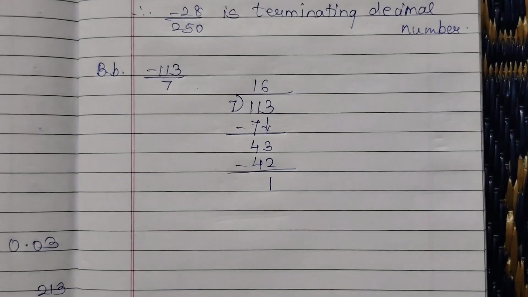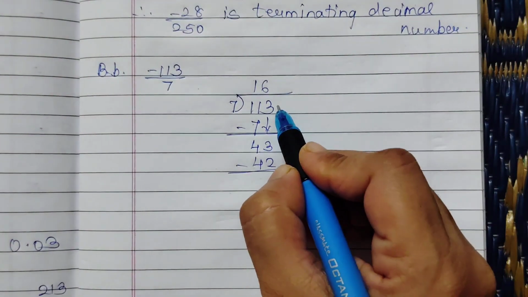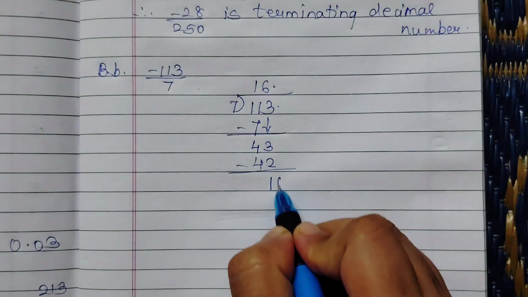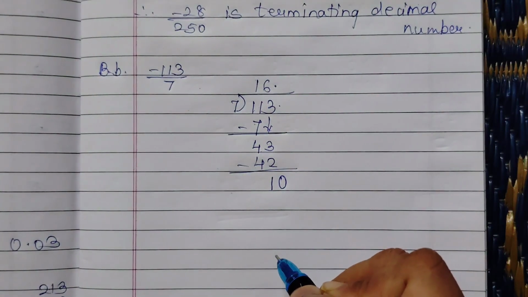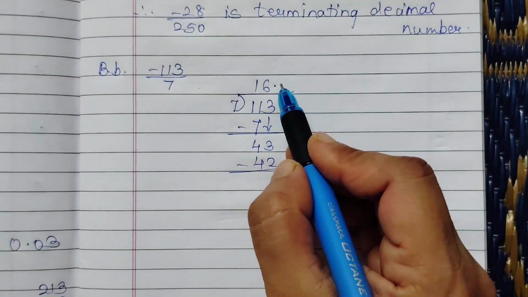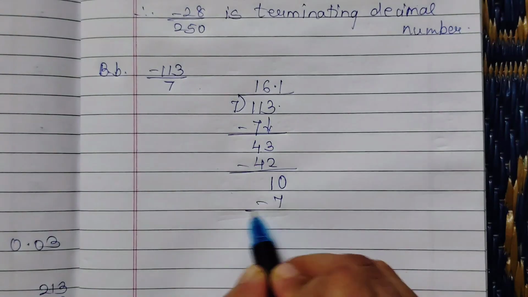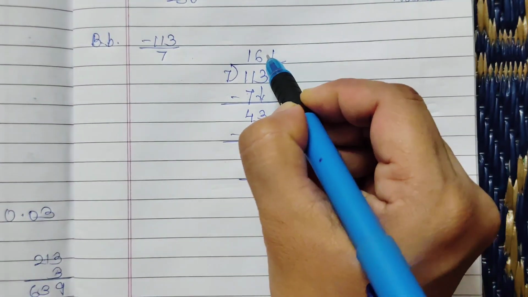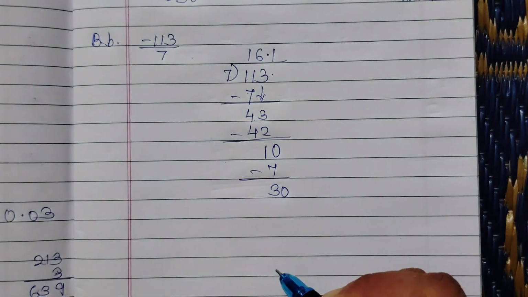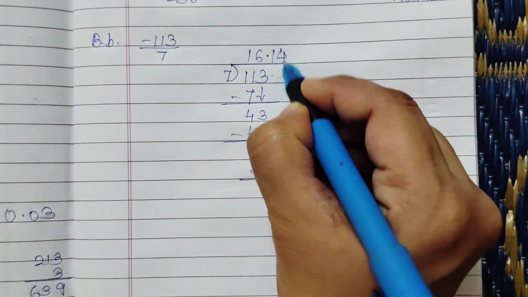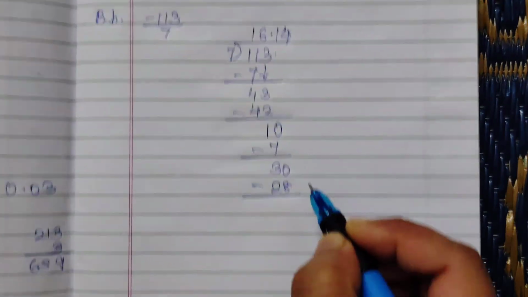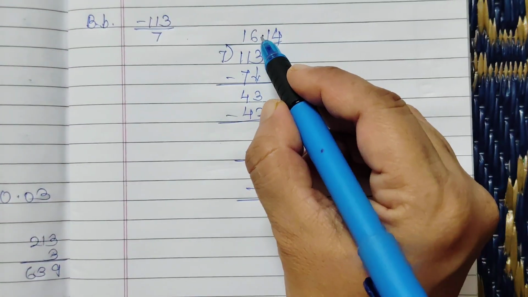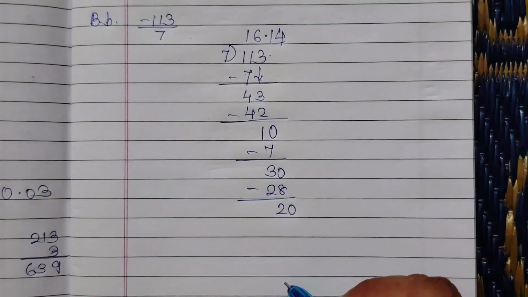1. So there is no other number to carry down. So what we will do, we will give point. So we will get 0. Okay. So 7 1s are 7. So 10 minus 7 is 3. Now we have given the point. So what will come here? 0. 7 4s are 28. 30 minus 28 is what? 2. Again decimal point is there, so 0 will come.